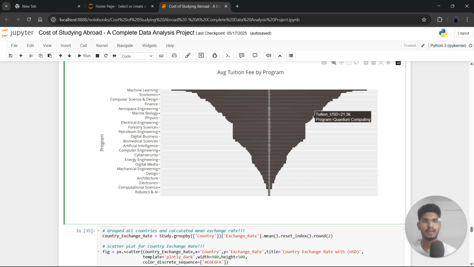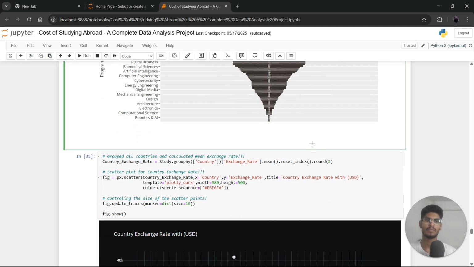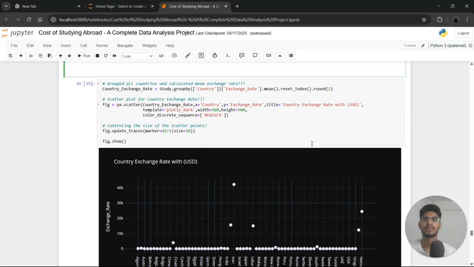So if I go here, I can see machine learning. The program digital systems and AI will cost me 37.9k dollars, 37,000 something dollars average fees for this program. So that's how we will get to know about it.